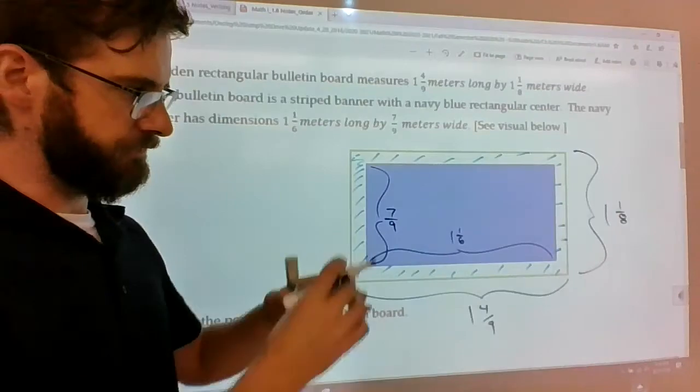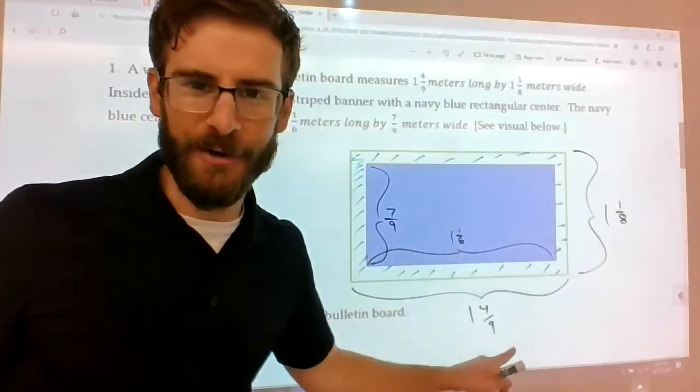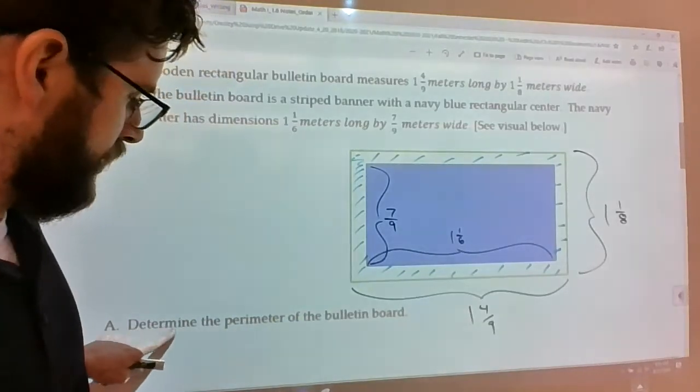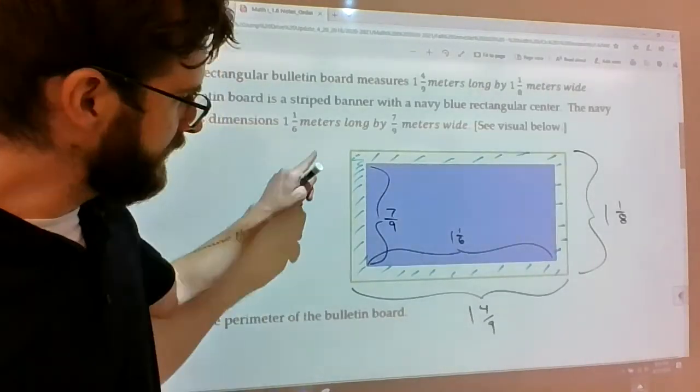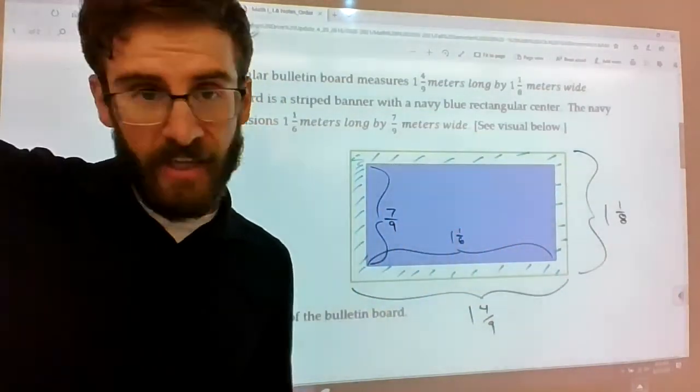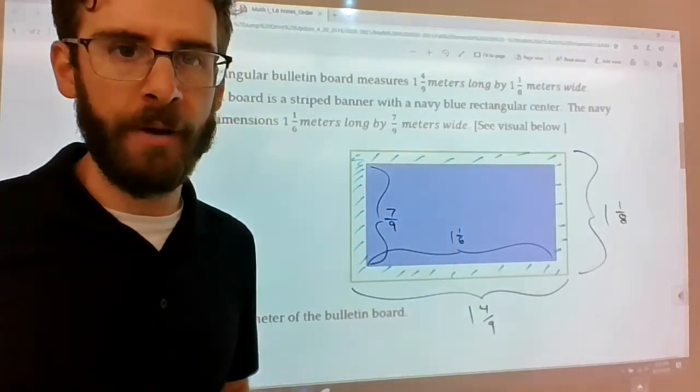Okay, so lots of curly braces all around here. Let's just get down to what they're asking us to do. Determine the perimeter of the bulletin board is asking you to determine the green outlined, kind of like the outside of the wood. What would that perimeter be?